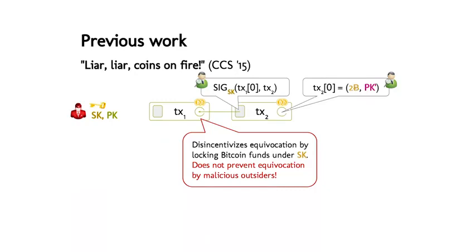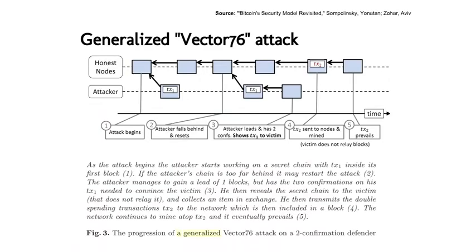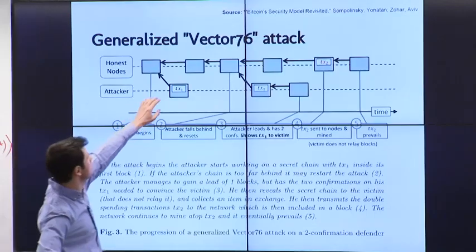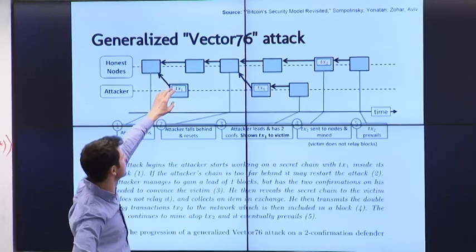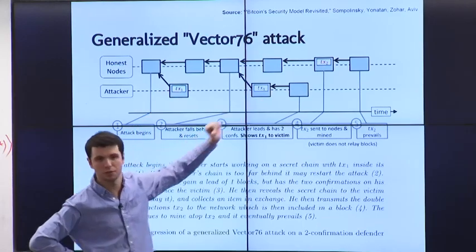All right, now let's talk a little bit about some attacks if there's time. The most interesting attack would be the generalized Vector 76 attack. This is a screenshot from a paper. Can everybody see this? The generalized Vector 76 attack is very interesting. So you have an attacker, and remember, the goal of the attacker is to replace, let's say, this tx1 with that tx2.